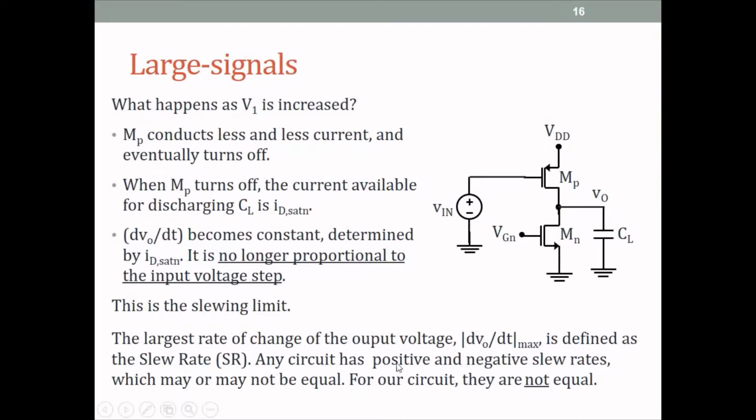A circuit always has a positive and a negative slew rate. A positive slew rate is for the voltage increasing with time. A negative slew rate is for the output voltage decreasing with time. For our circuit, for the output voltage decreasing with time, the slew rate, dVO/dt max, is equal to the saturation current of the NMOS divided by CL. The positive and negative slew rates of a circuit are not necessarily equal. In some circuits they are equal. In our circuit they are not equal. Think about why they are not equal by revising the last few slides.